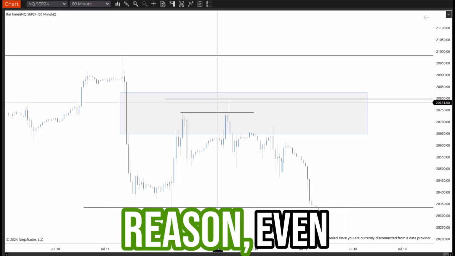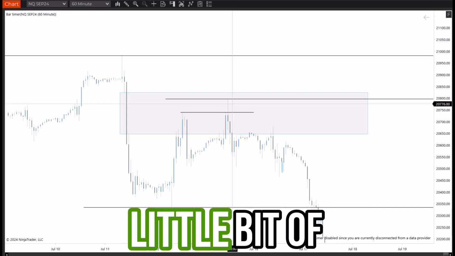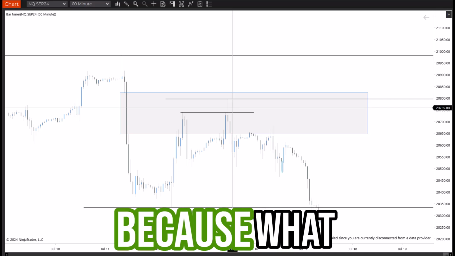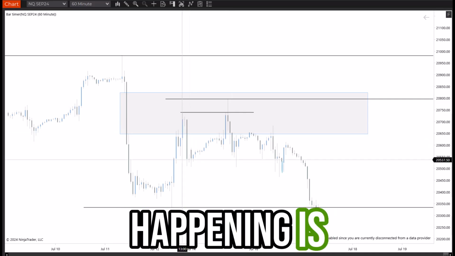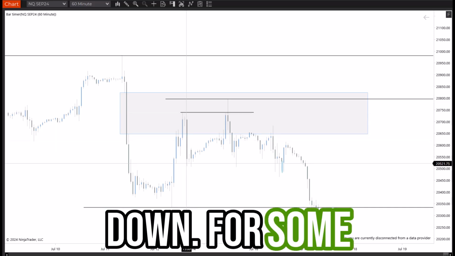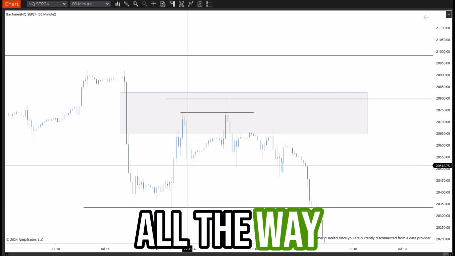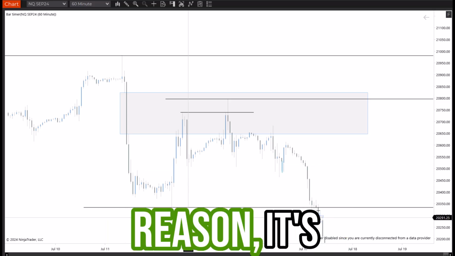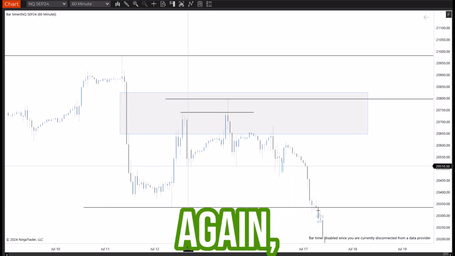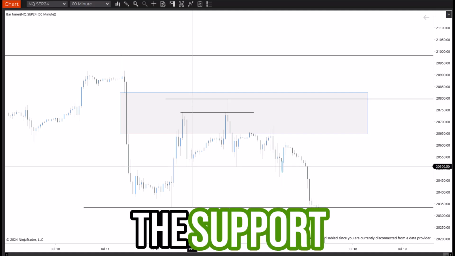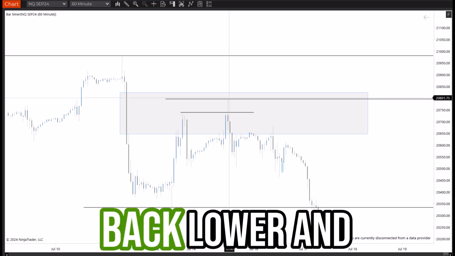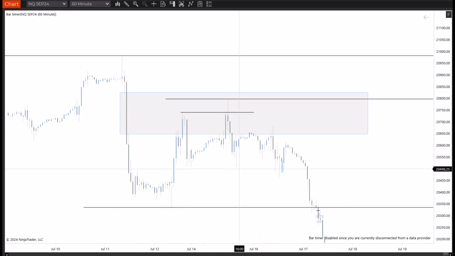But for some reason, even though the market is respecting it, we are still exhibiting a little bit of caution, because what we see happening is the market comes up into this fair value gap and then starts to go down. For some reason, it does not plummet all the way back down and create new lows. It stopped right over here at this 510 level. We see the support playing out and it creates newer highs, right? And then sends back lower and is stopped again.